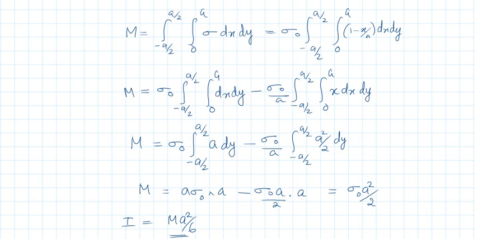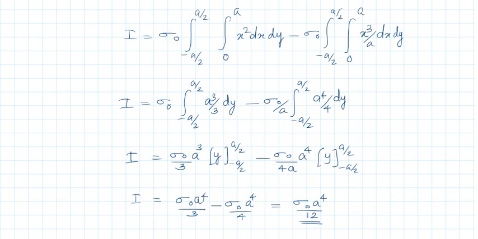The integral of dx, the answer is x. Putting limits, that becomes a. The integral of x dx, the answer is x square by 2. Putting limits, that becomes a square by 2. Then the integration over y, you will get again another a. So this becomes sigma 0 a square, and the second term becomes sigma 0 a square by 2. The answer is sigma 0 a square by 2. So the total mass of the body, or lamina, is sigma 0 a square by 2.